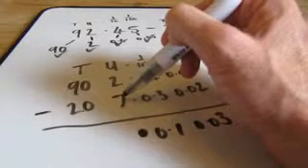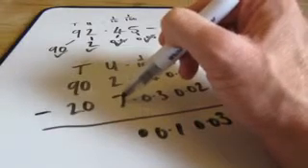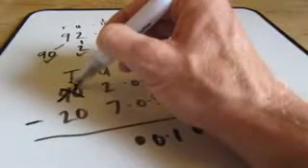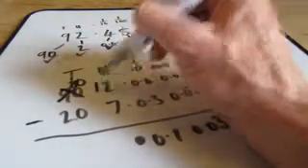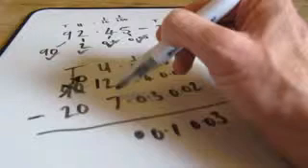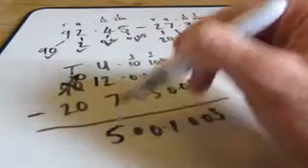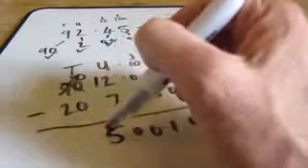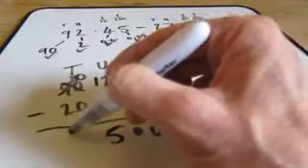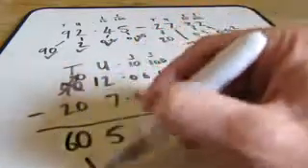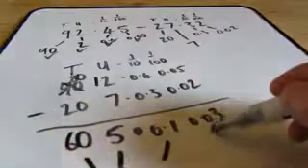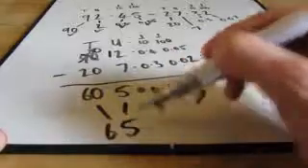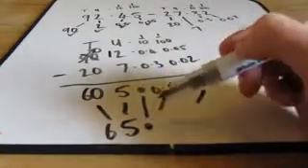2 subtract 7, the bottom number is bigger, so I will borrow from here. My 90 becomes 80, my 2 becomes 12, 12 subtract 7 suddenly becomes 5, 80 subtract 20 becomes 60. I put all of my pieces of the puzzle back together. I've got 65, my decimal point comes down.